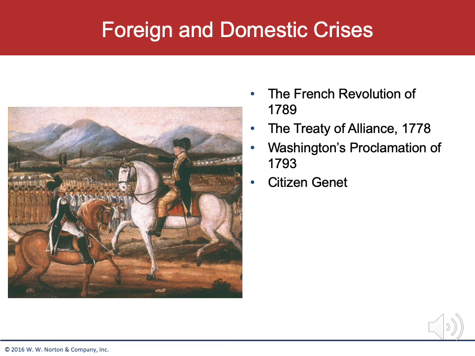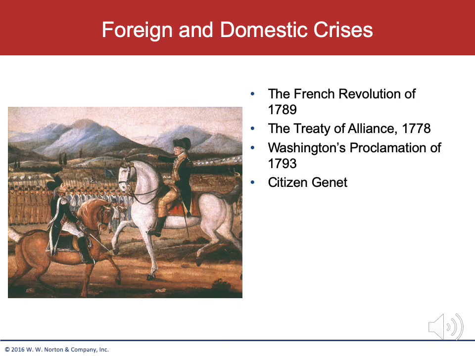So Genet comes before Washington and his cabinet and begins to berate George Washington for not living up to his obligations under the Treaty of Alliance. Washington tries to remind him. At one point, he says, you need to remember yourself, sir, meaning you, an ambassador, are talking to the head of state of a government. Doesn't work. Jefferson is humiliated because Genet just literally goes off the handle. Washington declares him persona non grata, which is a diplomatic term meaning a person without gratitude. And that's basically telling France that this guy's not welcome and you need to take him back and send someone else.